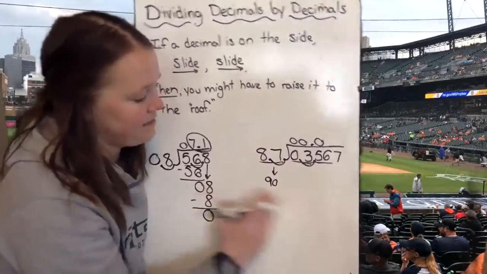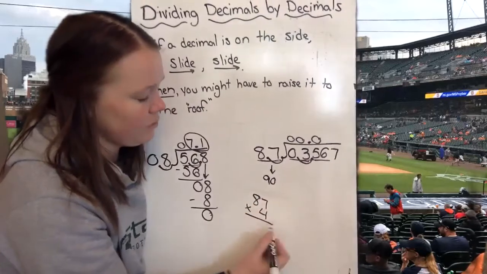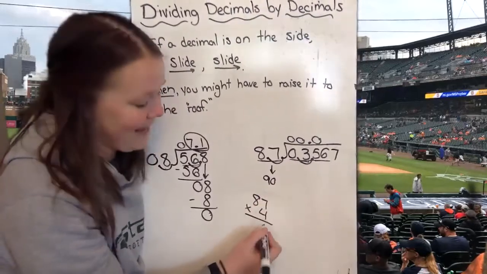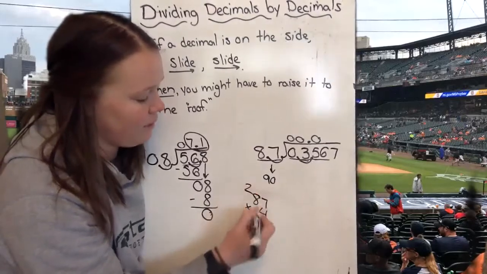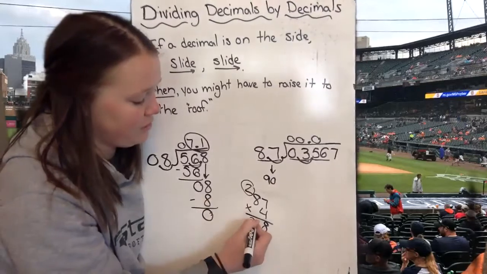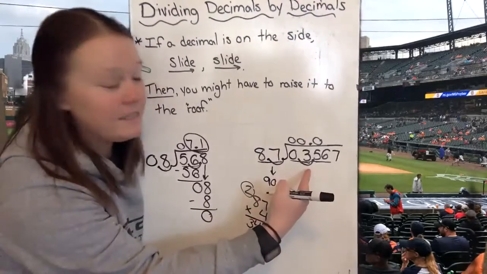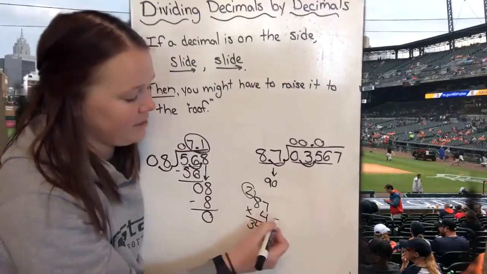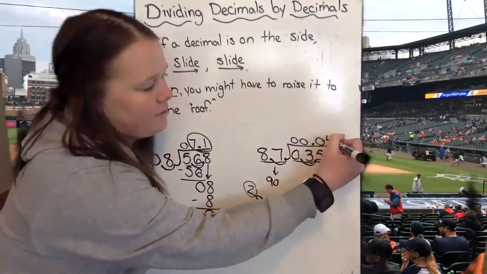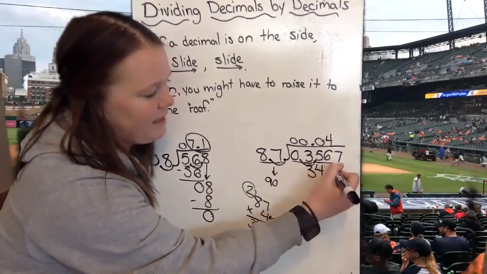Okay, so off to the side here, I'm going to do 87 times 4. Well, 7 times 4 is 28. So put the 8 down, 2 up. 8 times 4 is 32, plus 2 more is 34, so 348. Yeah, that's really close to 356 without going over. So how many times did it go in? 4 times. So I'm going to put that 4 up there, and then we're going to subtract 348.